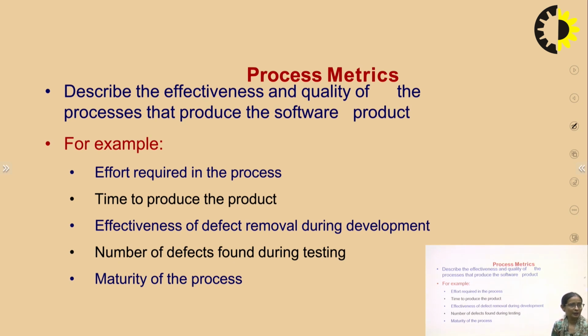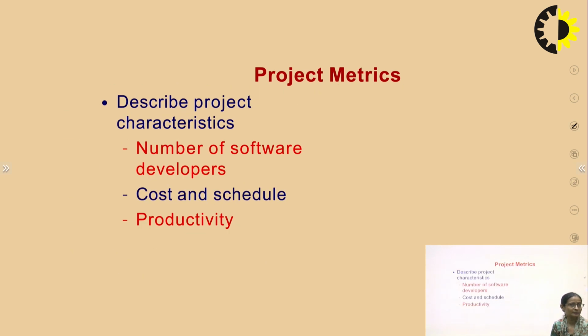What are process metrics? They describe the effectiveness and quality of the processes that produce the software product. That is, to come to a final output, you need to do certain activities and perform certain functions. When we are evaluating those functions, we say we are working on process metrics. What are the examples? Effort required in the process, time to produce the product, effectiveness of defect removal during development, number of defects found during testing, and maturity of the process. These are the things we study when we study process metrics.